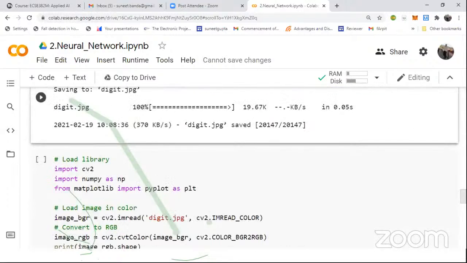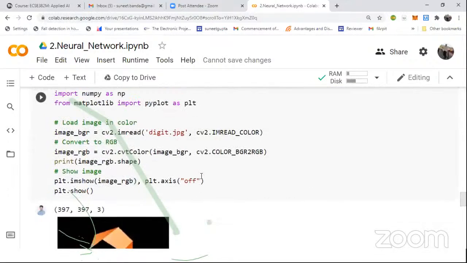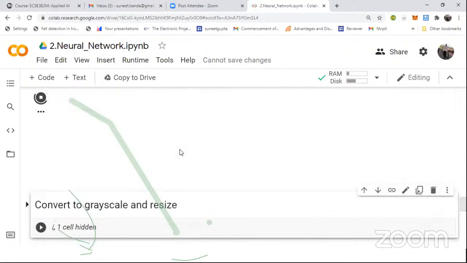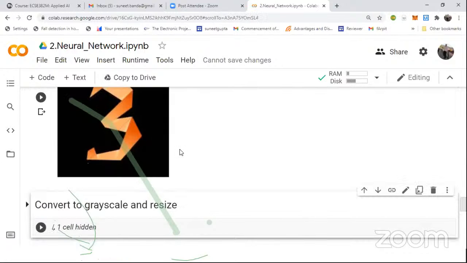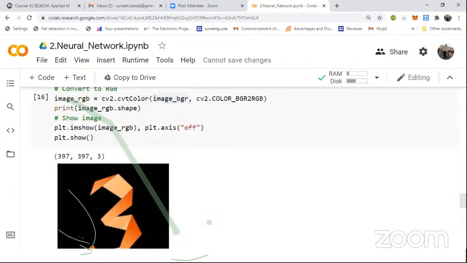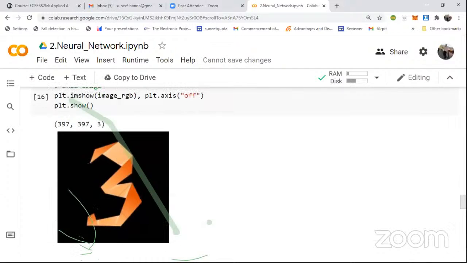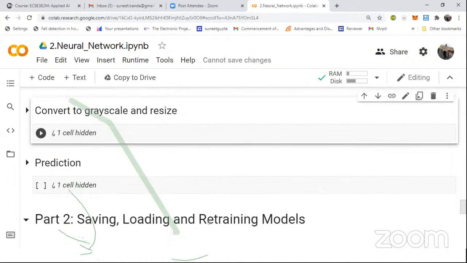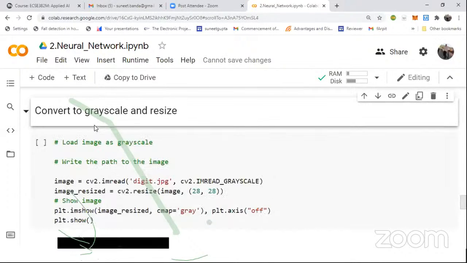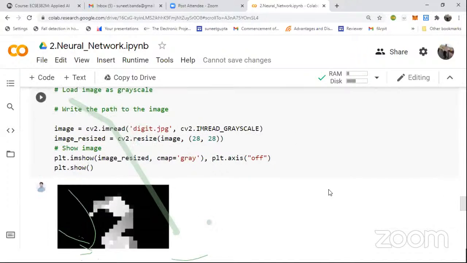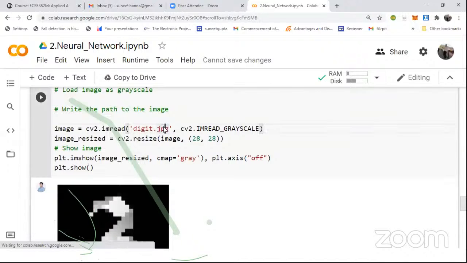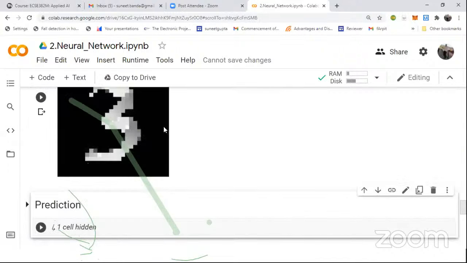So first we just see what kind of image is there, and according to that image we have to provide some kind of preprocessing. This is a colored image, the size of the image is 397 by 397. If we want to pass this image to our model, then first of all we have to convert this colored image into a black and white image, number one.